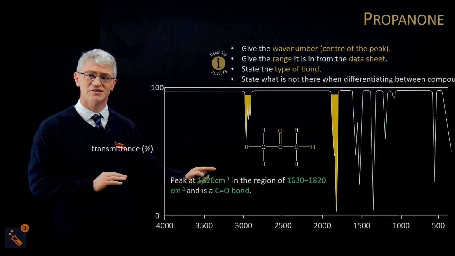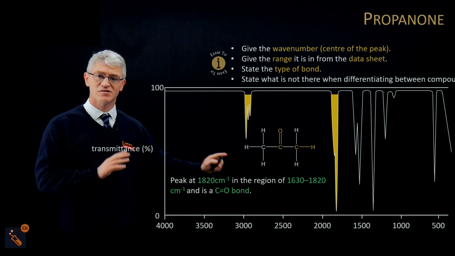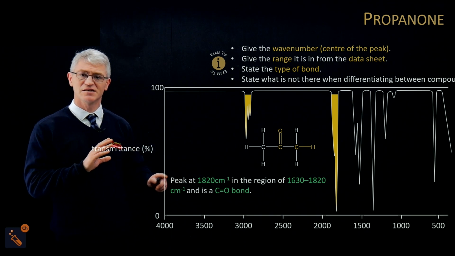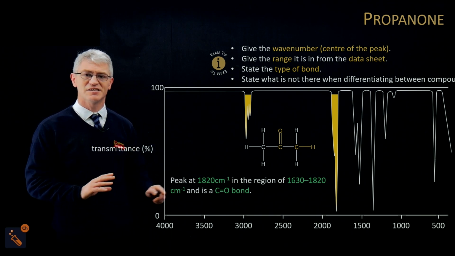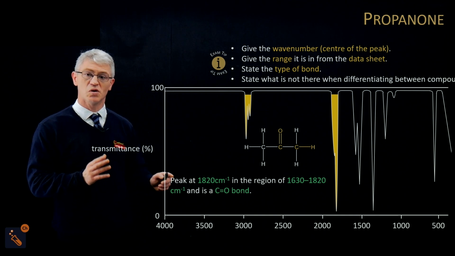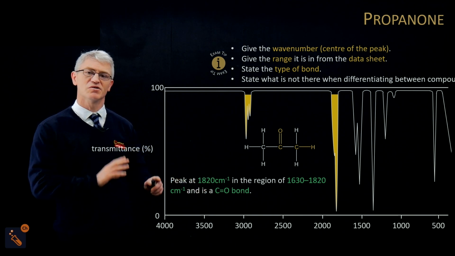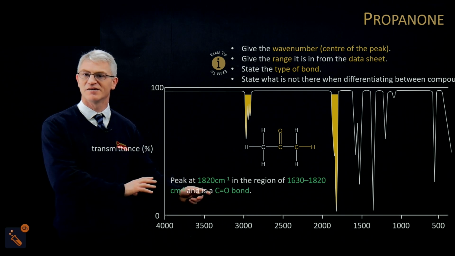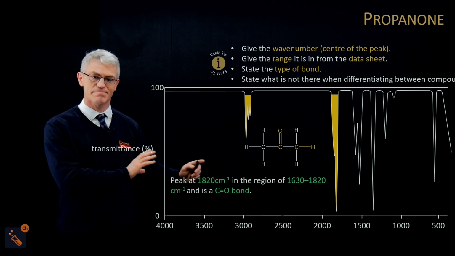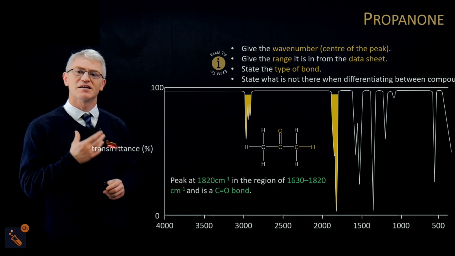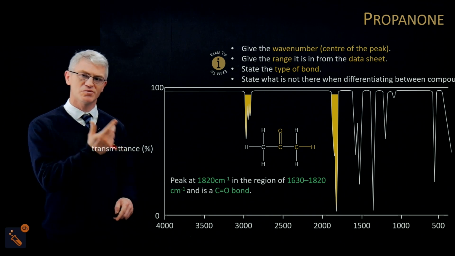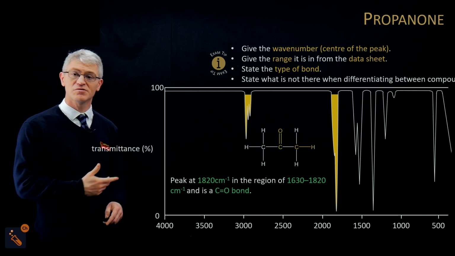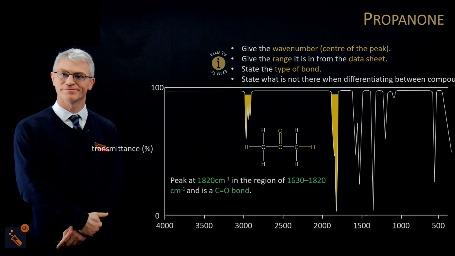So the peak at 1820 is in the region of 1630 to 1820 and is a C double bond O bond. Notice you're saying bond, you are not saying it is an aldehyde. You're saying it is a bond. Okay? And so that is the process that I want you to copy and do as you go through this video and through the worksheet.